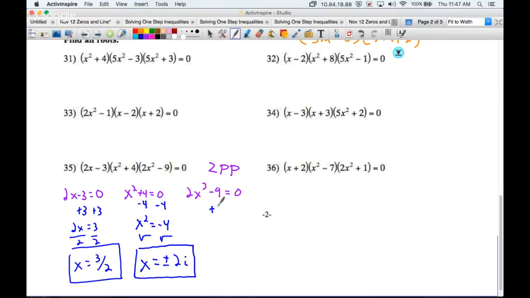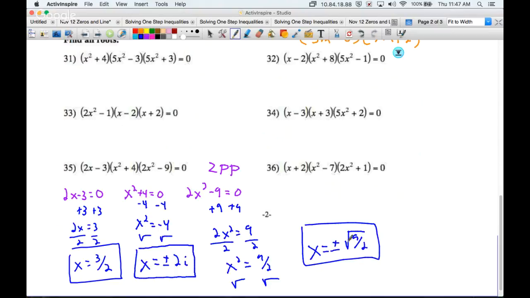And last one, plus 9, 2x squared equals 9, divided by 2, divided by 2. X squared equals 9 halves. Square root. X equals plus or minus the square root of 9 halves. This can be simplified further. We could distribute the square root to the top and the bottom, and then multiply by the square root of 2 over the square root of 2. But for right now, this is a fine answer for the 2 remaining roots for question 35.